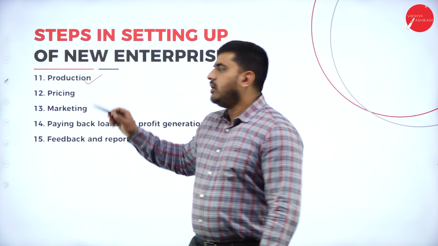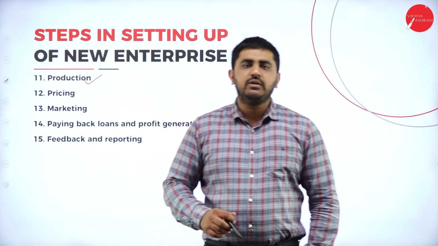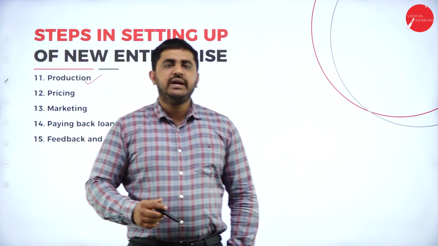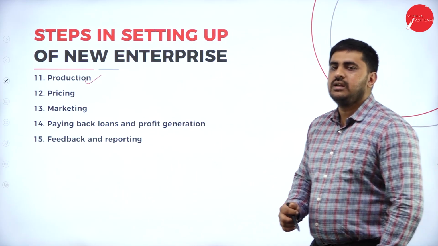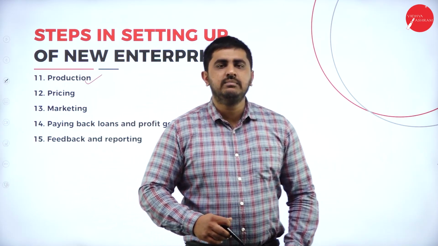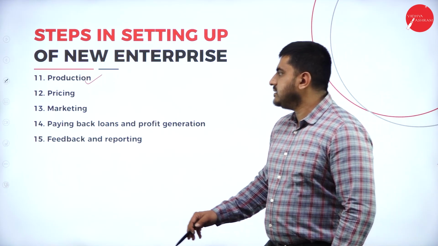So next, production. So then you have to get into production activities. There are a lot of processes which you have to do. That is, you have to make use of your raw materials in an optimum way. That is optimum utilization of resources. Using limited resources, you should come out with maximum products. That is production.